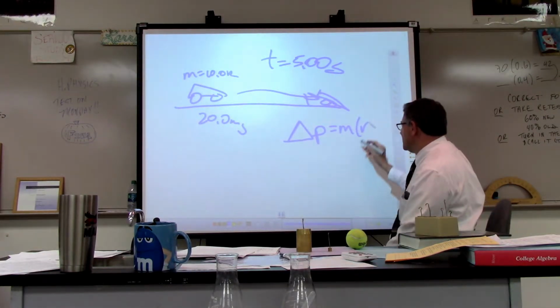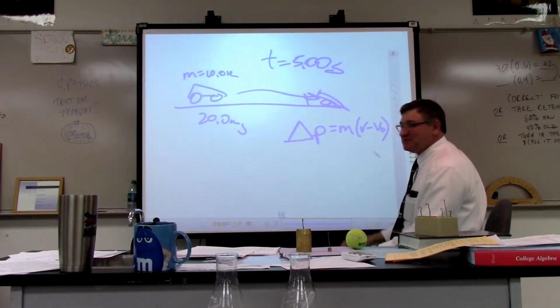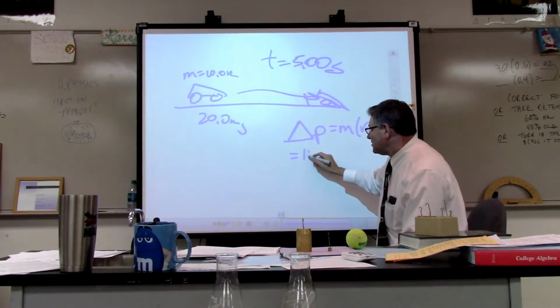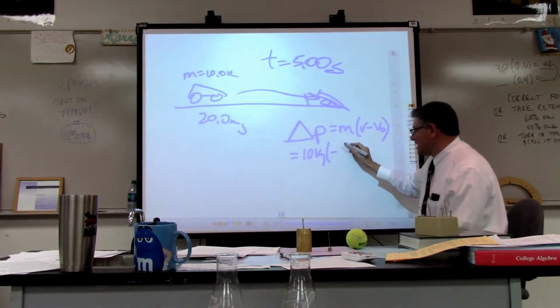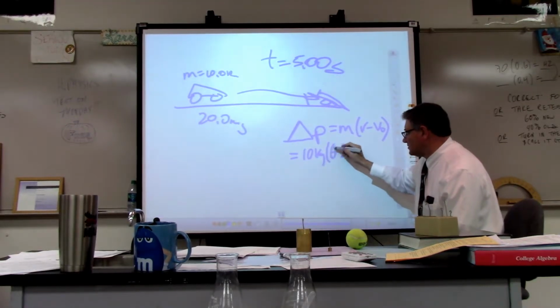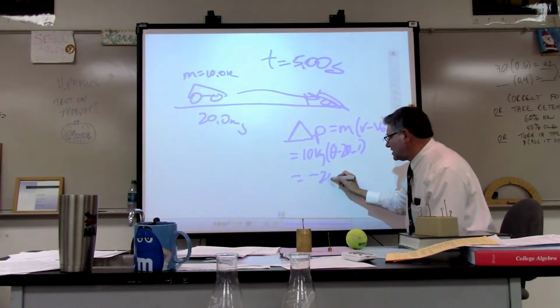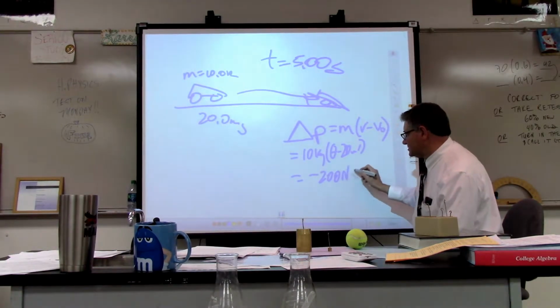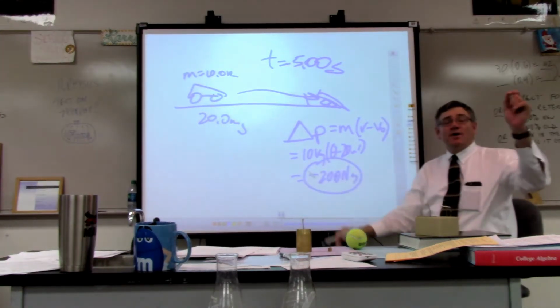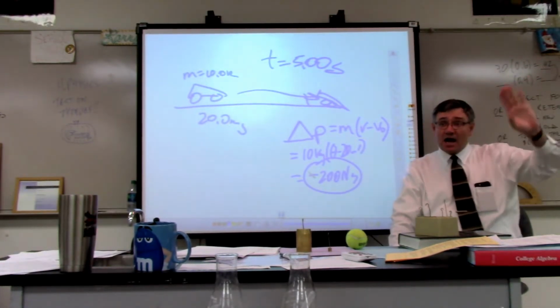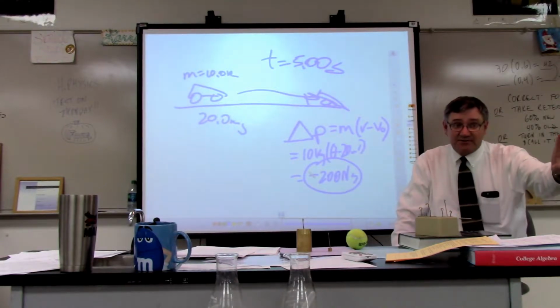Beautiful. So I still have 10 kilograms times 0 minus 20. I'm still going to have the exact same change in momentum of negative 200 newton seconds. But what's going to happen to my force? It goes up, because I'm going to stop in a shorter amount of time.